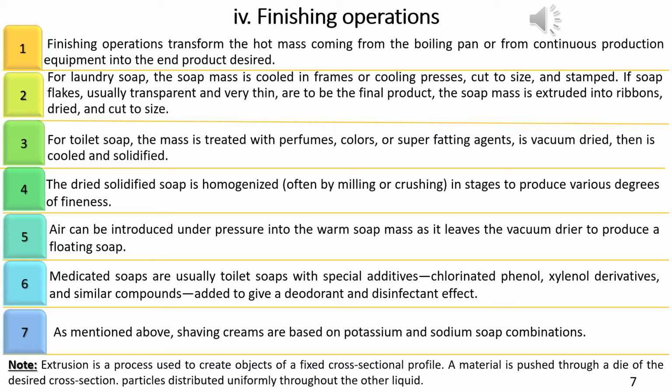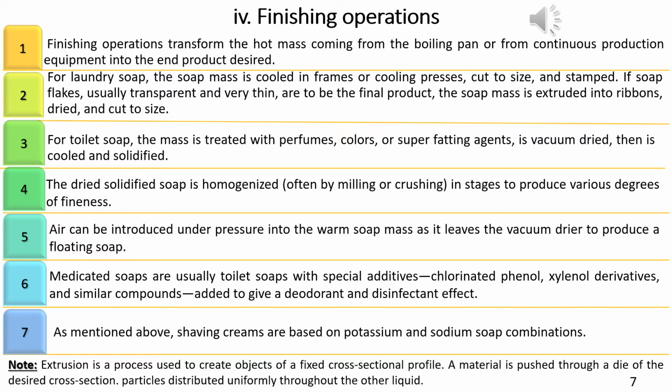Number 1, pre-refining. Number 2, mixing. Number 3, refining. Number 4, extrusion. Number 5, cutting. Number 6, stamping. Number 7, packaging. So these are the steps which take place under finishing operation. Finishing operation transforms the hot mass from the boiling pan or from the continuous production equipment into the desired end product. So the finishing operation converts the hot mass coming from the boiling pan or the continuous production equipment into the final product.